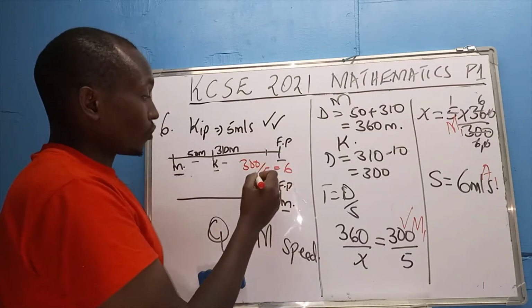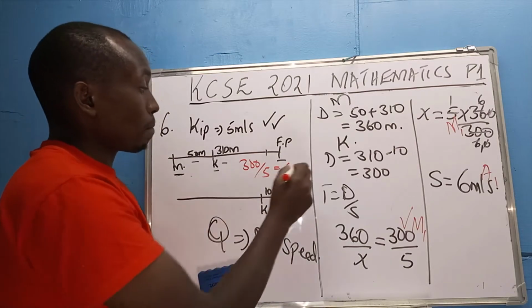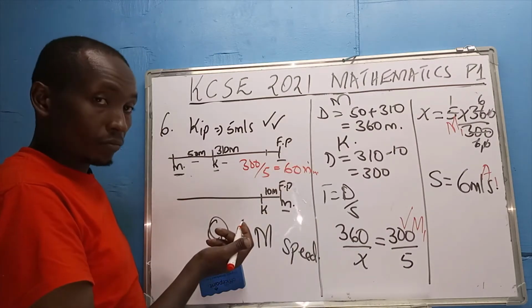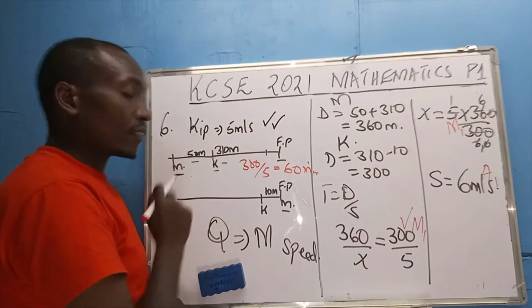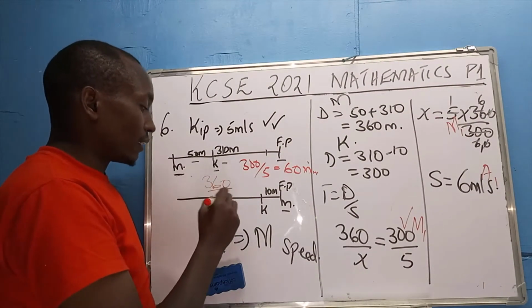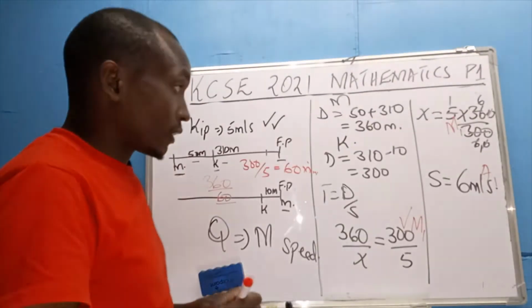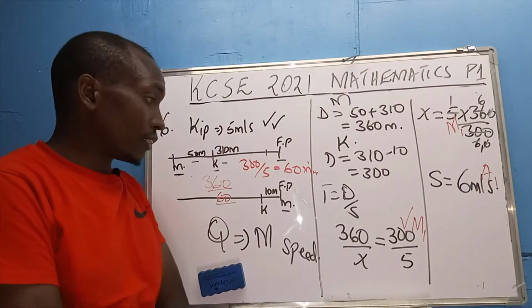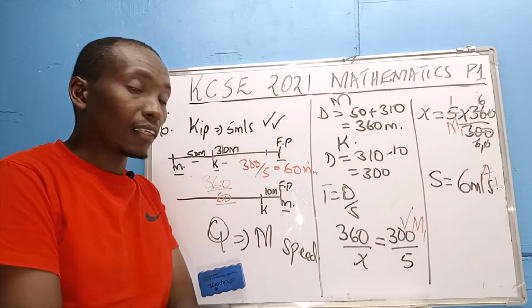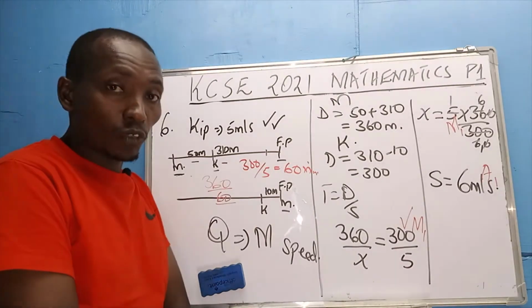So the time taken is 60 seconds. Then you work out the speed for Mutunga. Mutunga ran 50 plus 310, so Mutunga ran 360. So 360 divided by 60. Again, you get 6 meters per second. So that question was short and simple, if of course the student had studied the topic, that is linear motion.